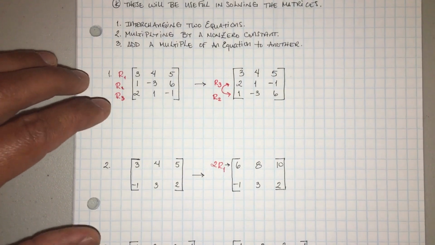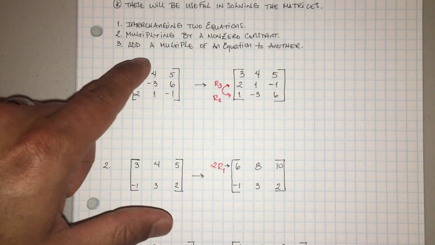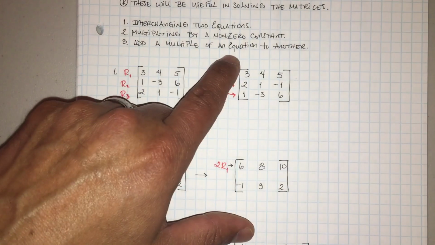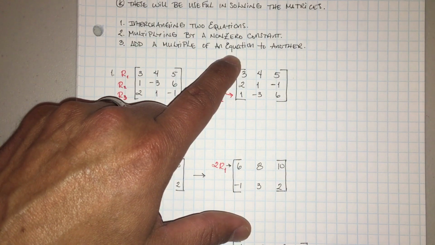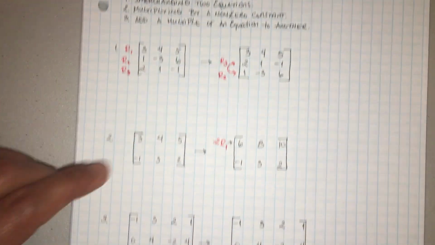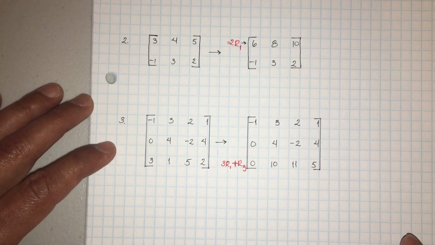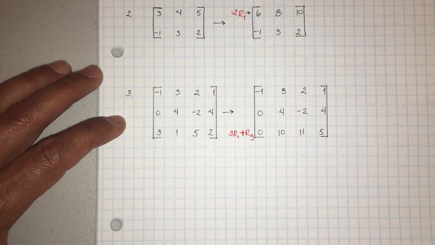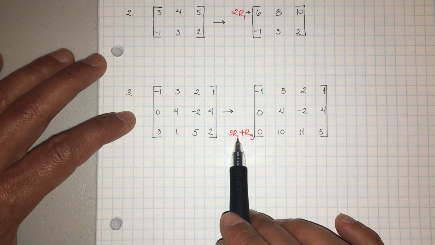And lastly, the last thing we can do is multiply a row and add it to another row. So add a multiple of an equation to another. Here you see this one is 3R1 plus R3.